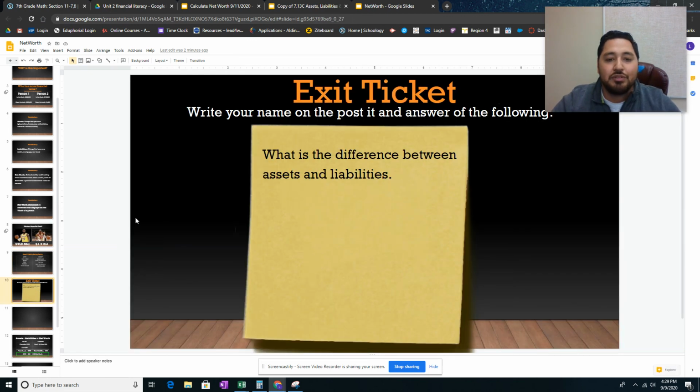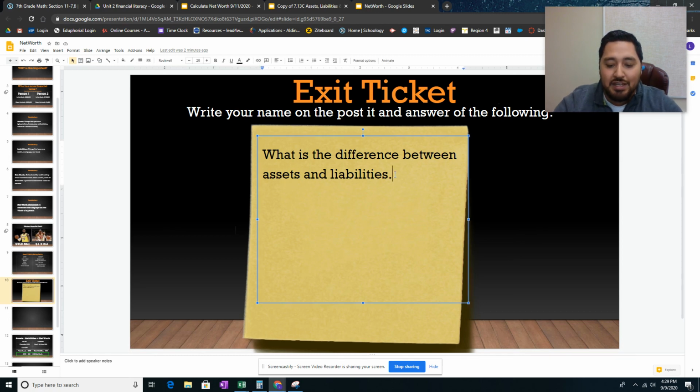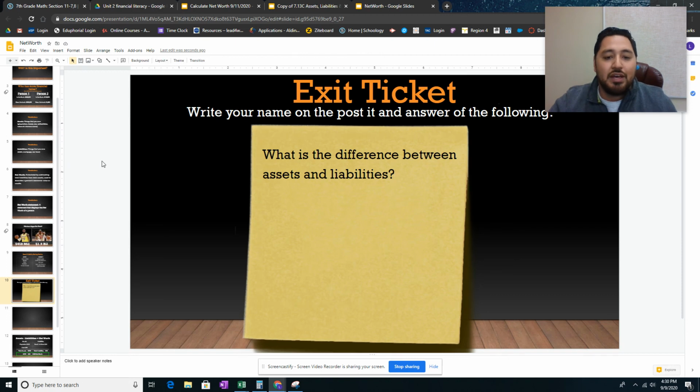And so here's your exit ticket for today. What is the difference between assets and liabilities? I encourage you to make sure that you are answering your exit tickets. You would actually answer this at the end of today's folder.